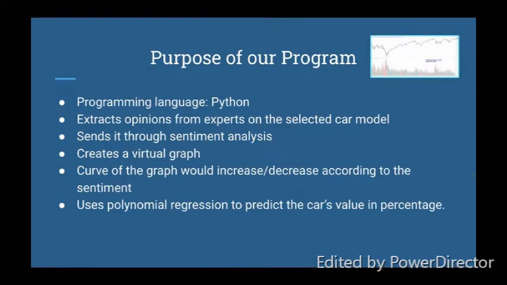So the purpose of our program is, we used the Python programming language, and it extracts opinions from experts on the selected car model and expert car reviewers and sends it through sentiment analysis. And then the program will create a virtual graph, which is a polynomial graph in this case. The curve of the graph would increase or decrease according to the sentiment. And like I said, we use polynomial regression to predict the car's value in percentage.